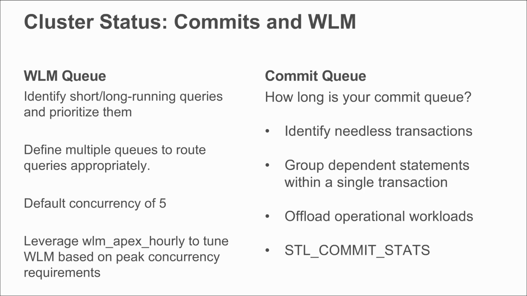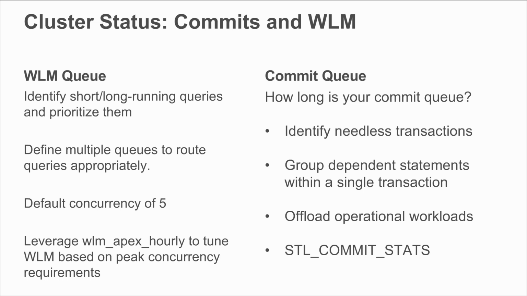Now there's a script on our GitHub project, Amazon Redshift Utils, and it's named WLM Apex Hourly. And this allows you to historically check peak concurrency requirements so that you can fine-tune your WLM to accommodate the demands of your workload. And a link to this script will be provided in the documents that I'll be sharing momentarily.